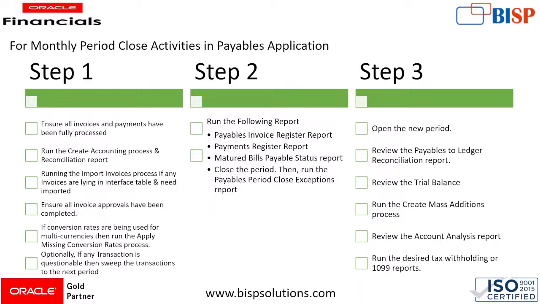Next, you will review some of the helpful reports that are available to reconcile, such as the Payable Invoice Register, Payment Register, or Matured Bills Payable Status Report. So these reports will help you.